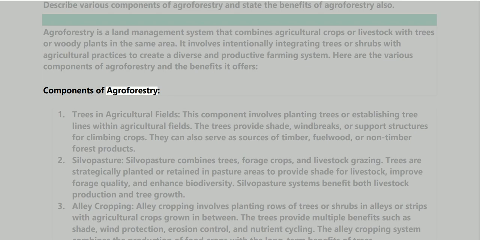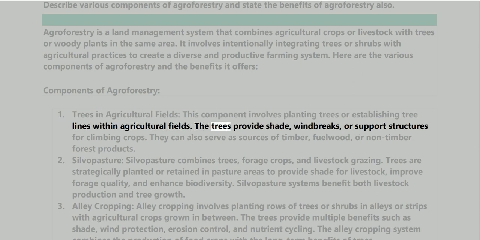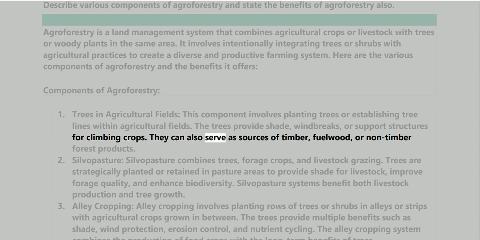Components of agroforestry. 1. Trees in agricultural fields. This component involves planting trees or establishing tree lines within agricultural fields. The trees provide shade, windbreaks, or support structures for climbing crops. They can also serve as sources of timber, fuelwood, or non-timber forest products.